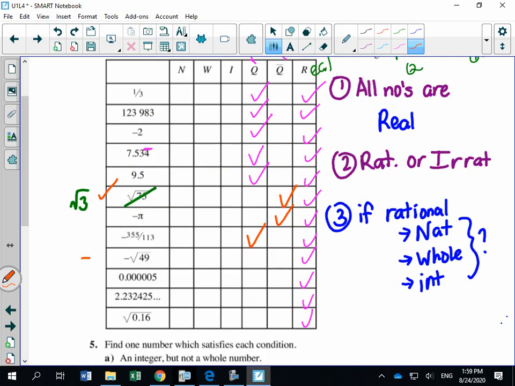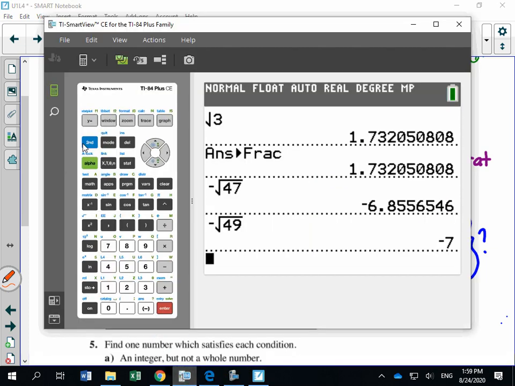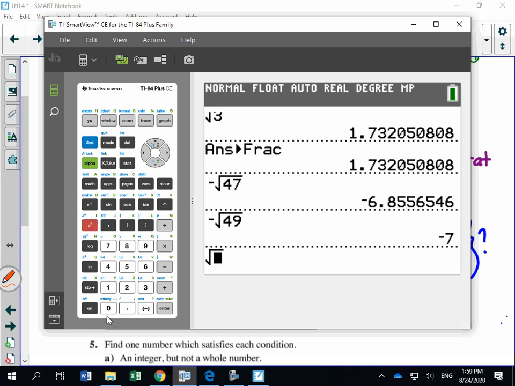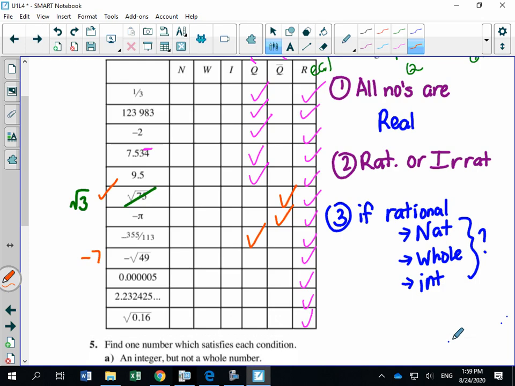So always write what the number is. And let's figure out what this guy is. Square root of 0.16 is 0.4. Okay, so this guy is terminating, and it would go into a fraction. That guy would be rational. This guy is rational because it's negative 7 over 1. This guy, what is this? Okay, I know that this 0.4 is terminating. It's rational.